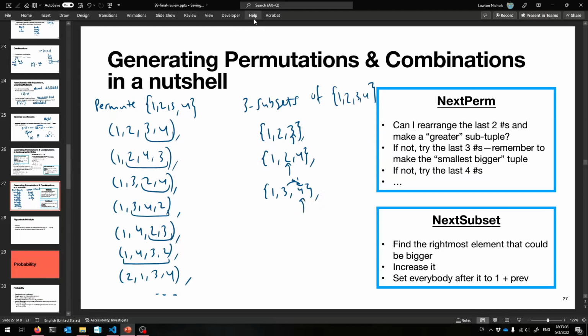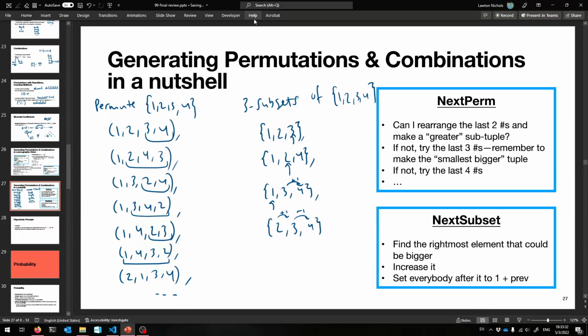From the rightmost element, could this one be bigger? No. Could this one be bigger? No, because we're already using the 4. Could this one be bigger? Yes. So the next one is 2, 3, 4. 2, and then everybody that comes after it is 1 plus the previous. So plus 1 to get to 3, plus 1 to get to the 4.